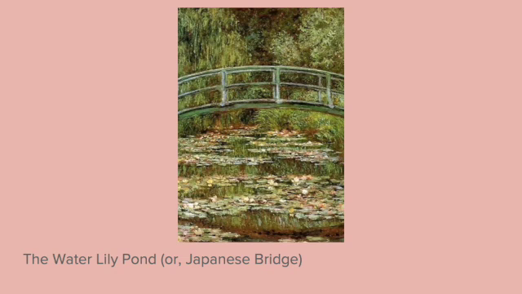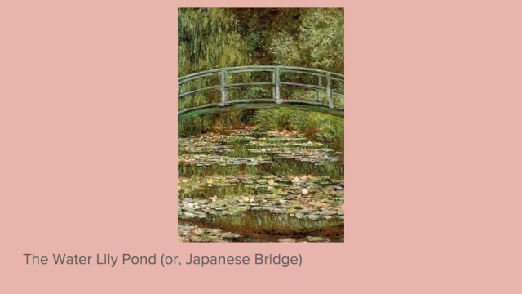This next one is the water lily pond, or Japanese bridge, and you'll see a lot of paintings by Monet that are of a similar scene. So he had this beautiful pond in his garden. He had a famous garden, it was beautiful, and a lot of his paintings come from his garden.